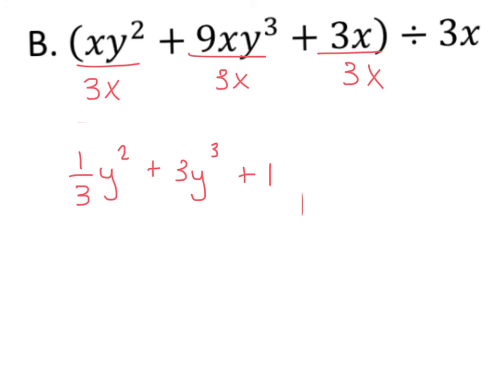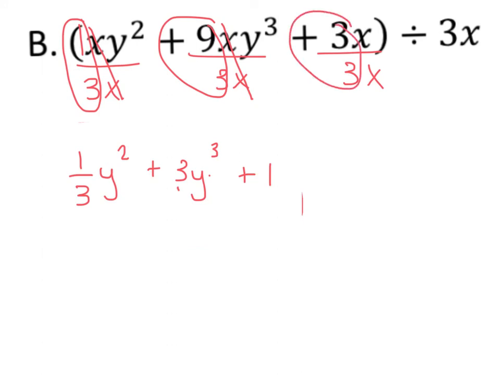For this last problem, hopefully you got 1/3 in front of the y squared because there's a 1 on top and 1/3 doesn't reduce. The x's cancel out and you're left with y squared. Next, 9 divided by 3 is 3. The x's cancel out and you're left with y to the third. And last, 3 divided by 3 is 1, and those x's also cancel out.